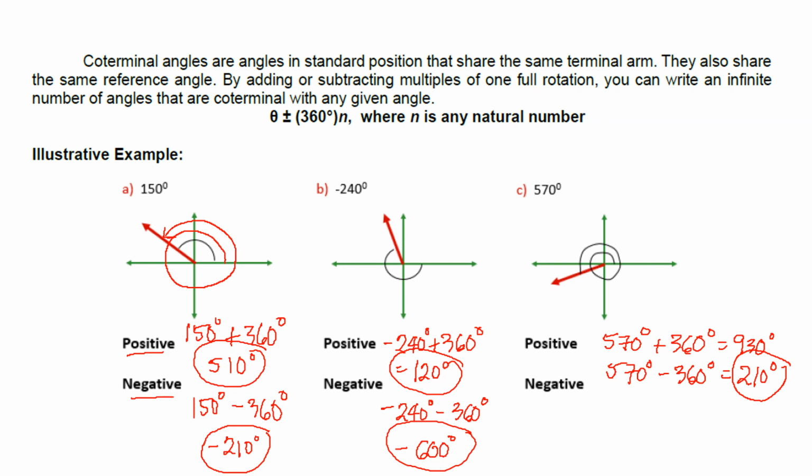Now, if we are going to look for the negative, we are going to try 570 degrees minus 360 degrees times 2. So let's see. 570 degrees minus 360 degrees times 2 will produce negative 150 degrees. This is our negative coterminal angle to 570. So that's it. We can just add 360 and subtract 360 to get the positive and negative coterminal angles.